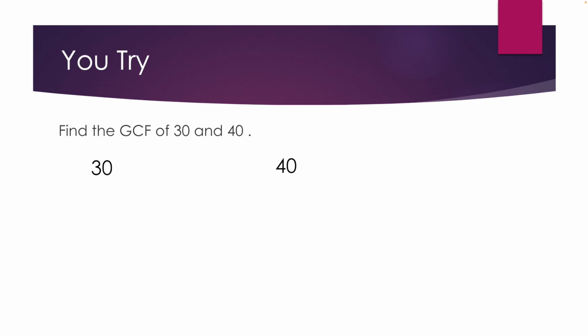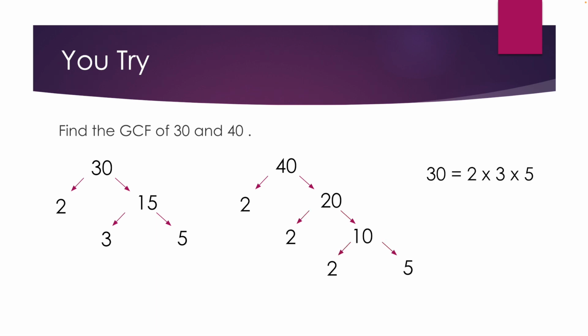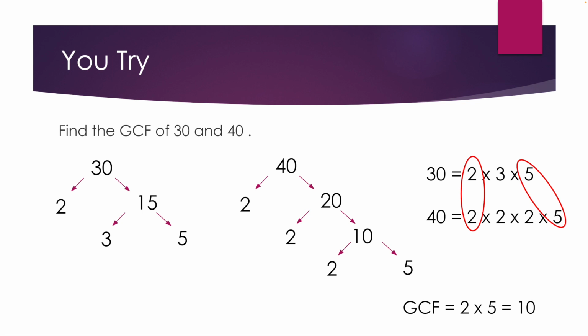Okay, so we're going to take 30 and break it down into 2 and 15, and then 3 and 5. And 40 we're breaking down into 2 and 20, and 2 and 10, and 2 and 5. So altogether 30 is 2 times 3 times 5, and 40 is 2 times 2 times 2 times 5. So what do they have in common? They have this 2, and they have this 5. So the greatest common factor is 2 times 5, or 10.